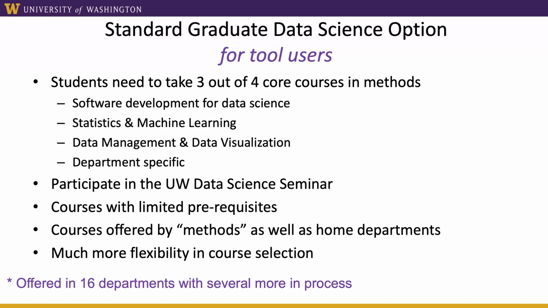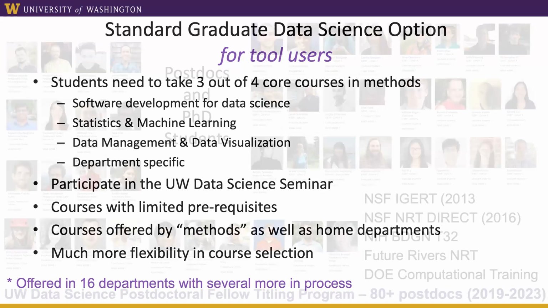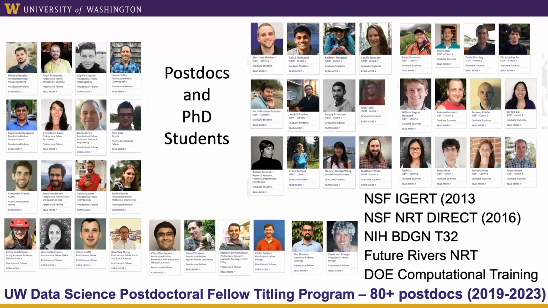And this standard graduate data science option is offered in 16 different departments, and many of those are overlapping with the advanced. So a number of departments offer both of those options. This has allowed us, I think, to be particularly good partners for things like NRTs or T32s, because departments that are putting together those kinds of proposals can leverage this existing structure.